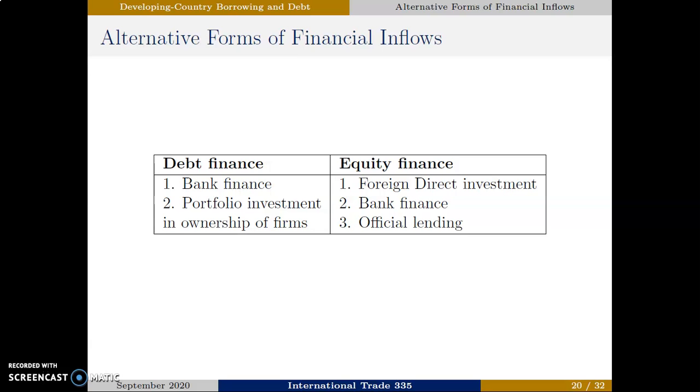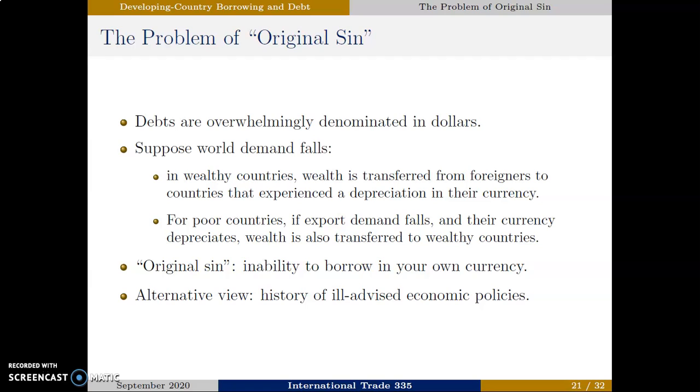The problem of developing countries borrowing is exacerbated by the original sin. This refers to the problem that developing countries are only able to borrow in currencies like the dollar. Suppose world demand falls. In wealthy countries without much external debt, wealth is transferred from foreigners to the country that experienced a depreciation in their currency. Remind yourself of how a decrease in demand leads to a depreciation.